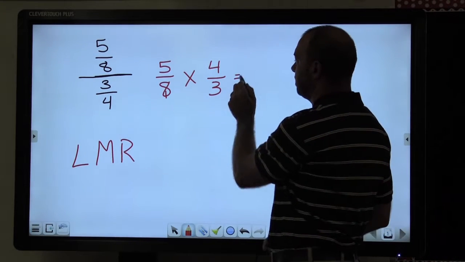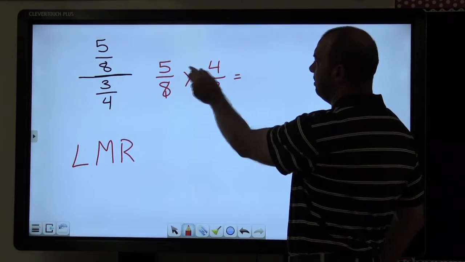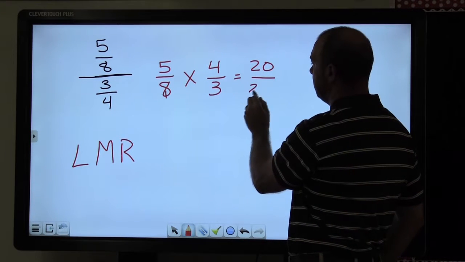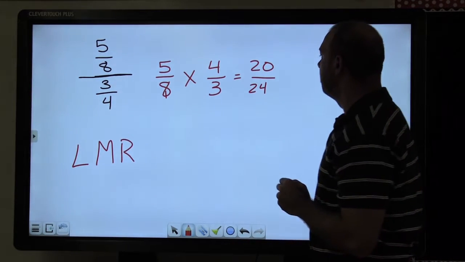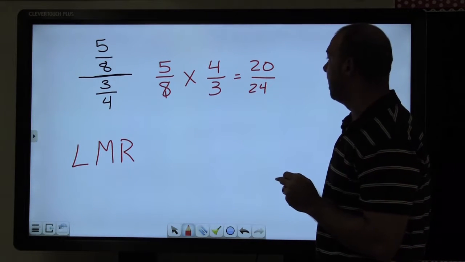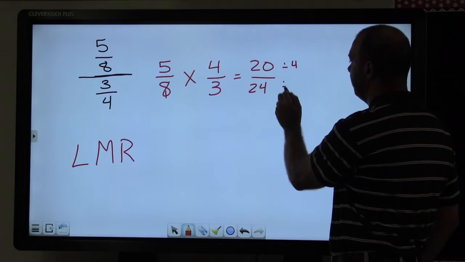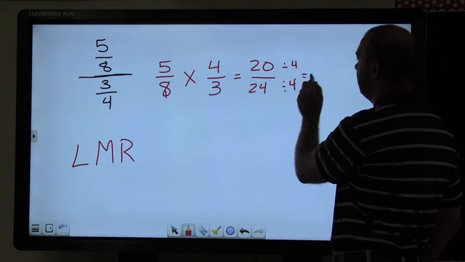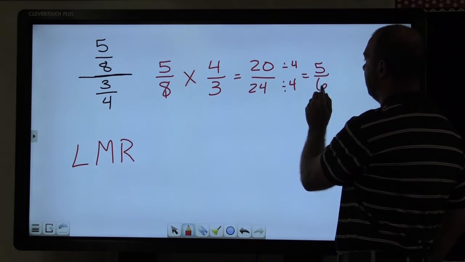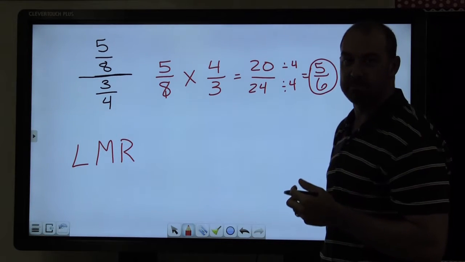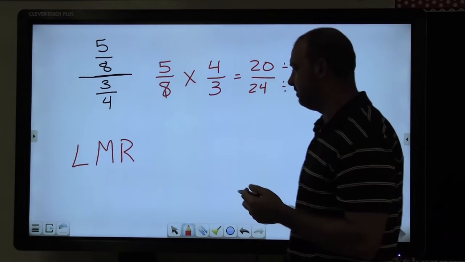Then we do it just like multiplying fractions. We have 20, and then we have 8 times 3, which is 24. Both of them are divisible by 4. So when we divide them both by 4, we get an answer of 5/6. So that's one example of dividing complex fractions.